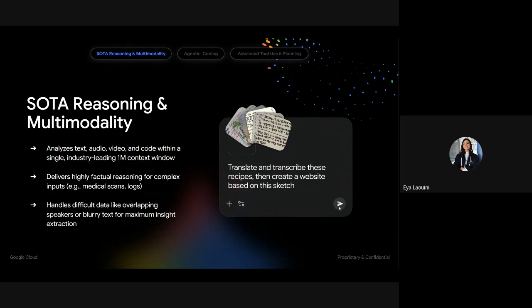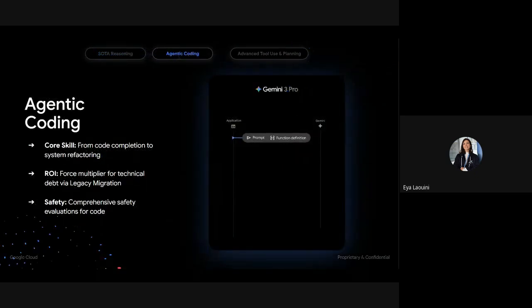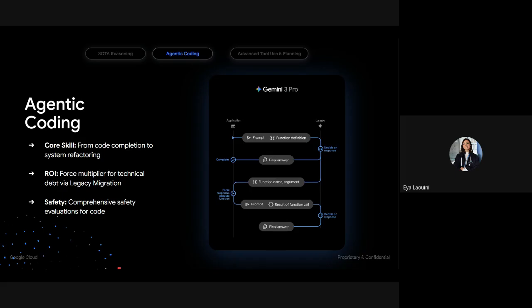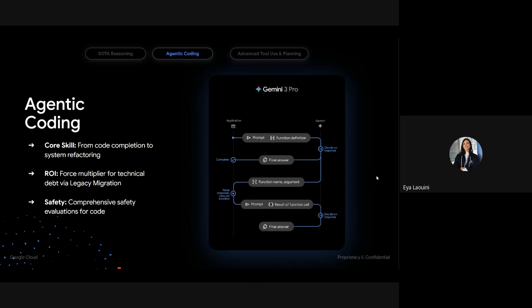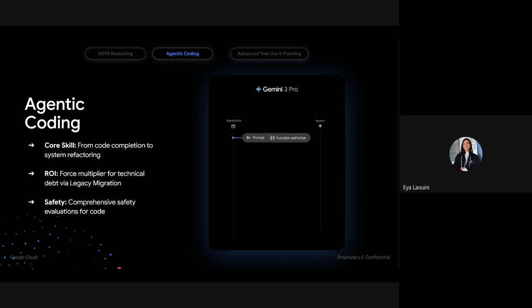As we said, for agentic coding, we can go from code completion to system refactoring. Actually, with Gemini 3, we can build anything from scratch, from the architecture until the execution or even the deployment. If you have any idea about any project using AI agents, you can bring your ideas into a real project using Gemini 3 or Google AI Studio. We will see together what Google AI Studio is and how we can use it.